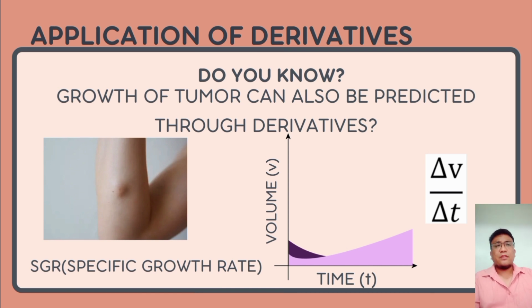But if it's not rapid or not hazardous, maybe some medications only, there are no CT scans, there are no operations, and the tumor will suddenly pass through. Okay? This relationship of volume over time is called SGR, or specific growth rate.